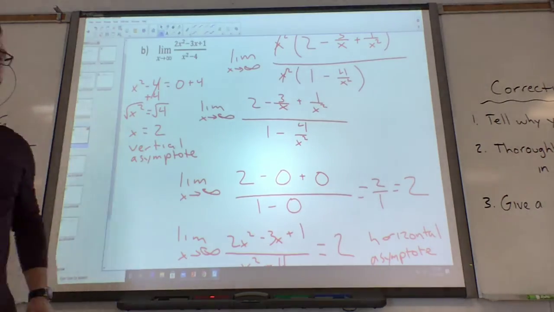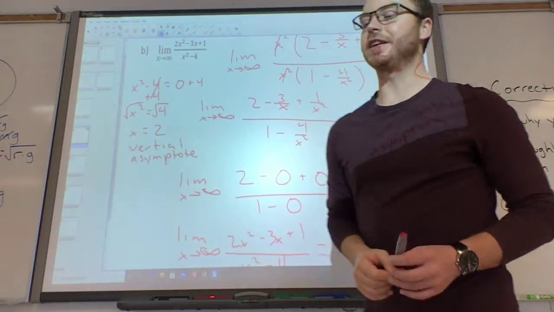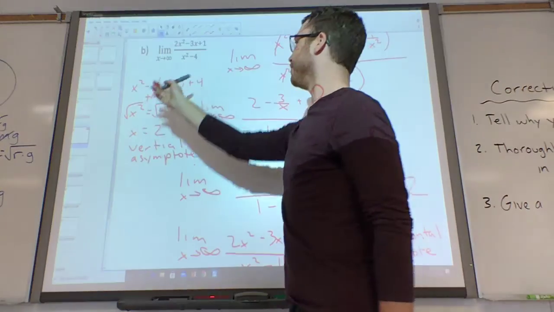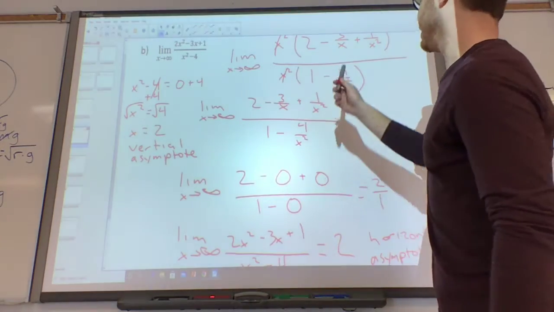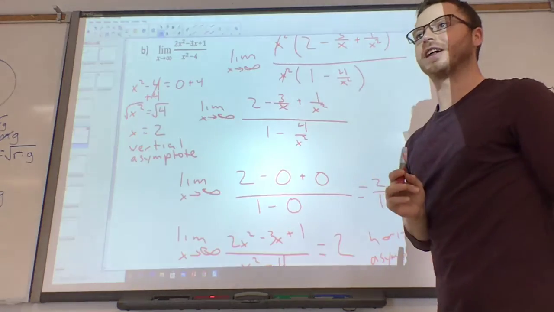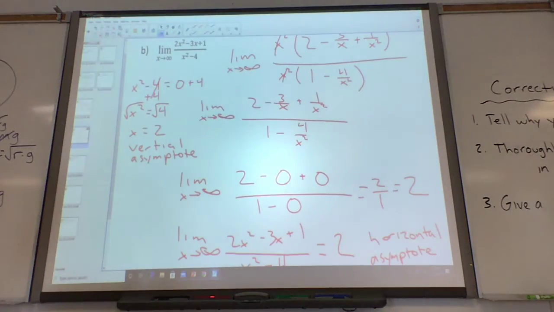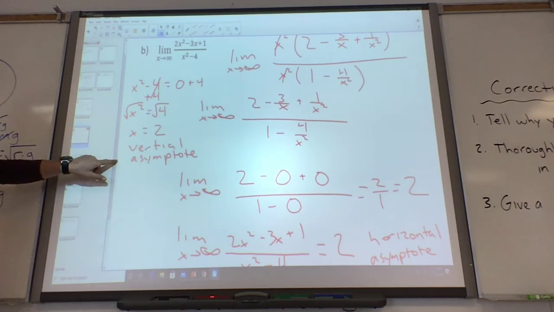Okay, so I can now give you guys a function as a limit to infinity, and you should be able to find both a vertical and a horizontal asymptote. Okay, questions? No? All good? Great.